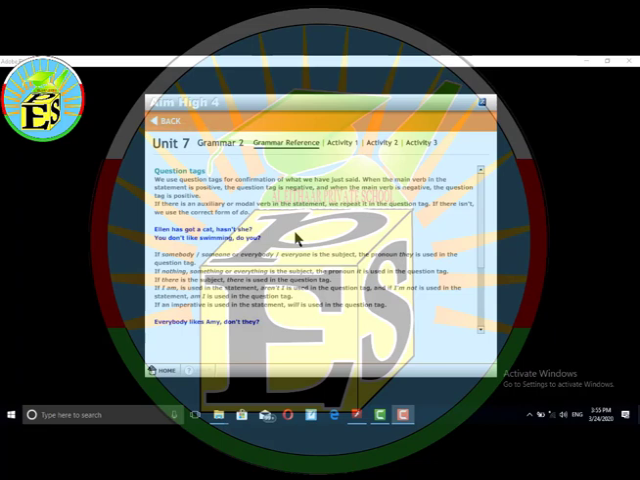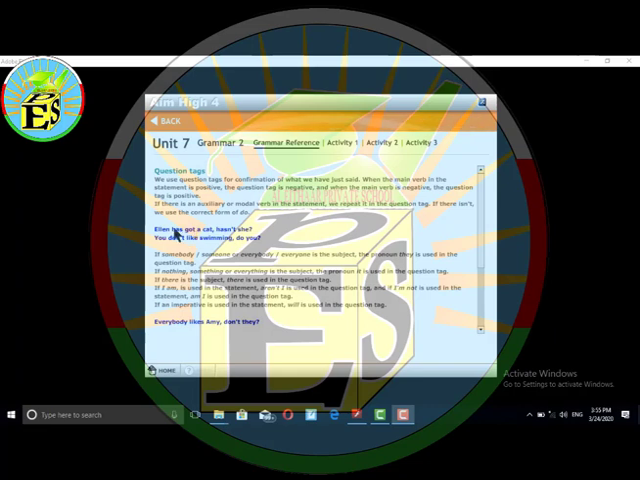Look at these two examples. Ellen has got a cat, hasn't she? You don't like swimming, do you? Look at the first one. Ellen is the subject, has got the verb, a cat the object. What is the subject? Ellen. We use she instead of the subject. Okay? Has got, this is the verb.